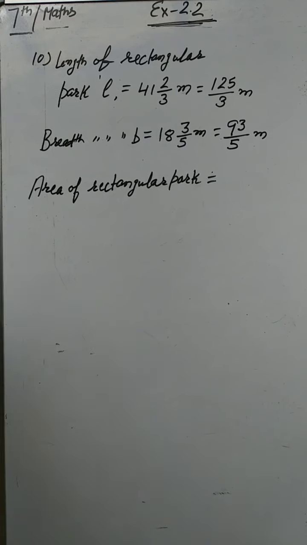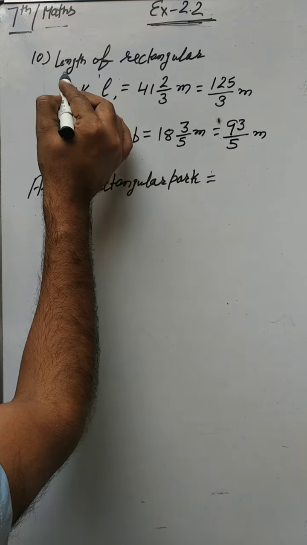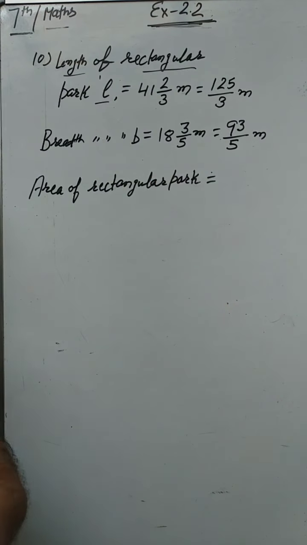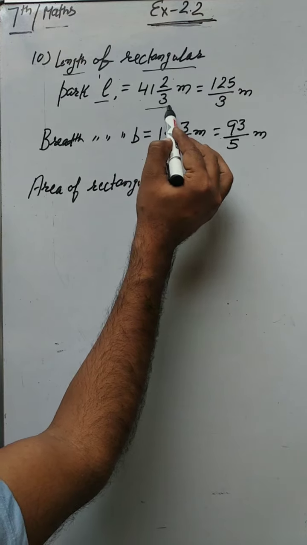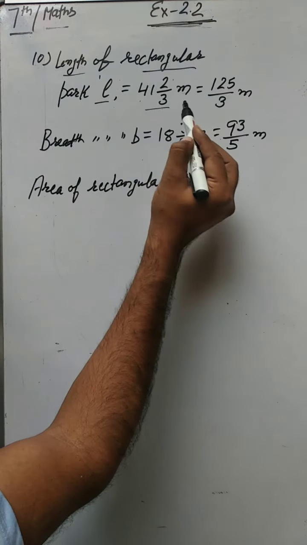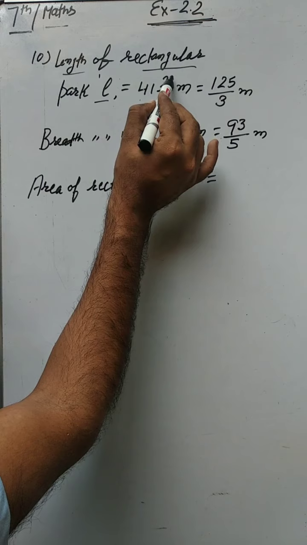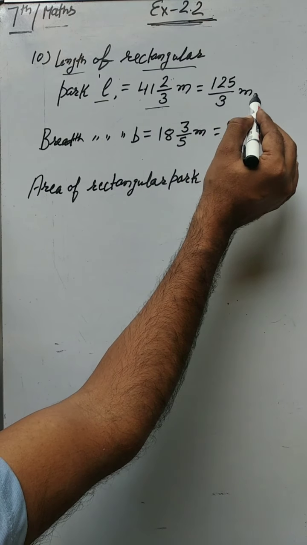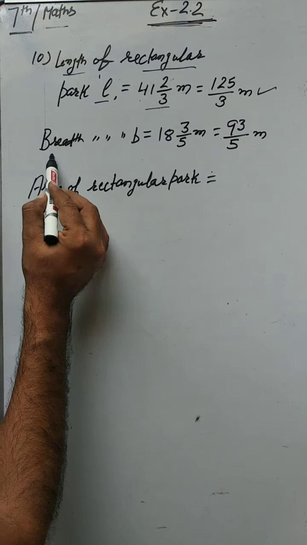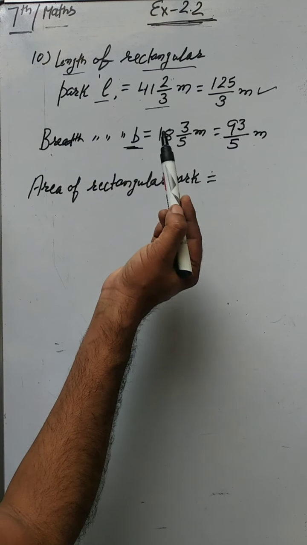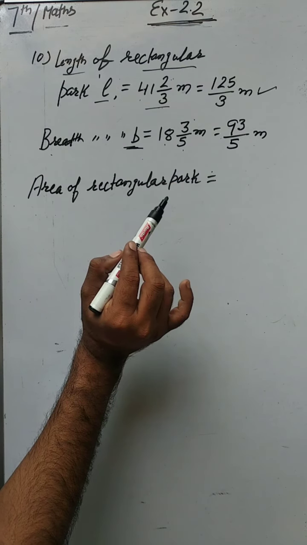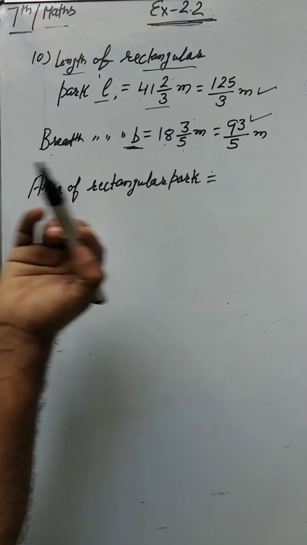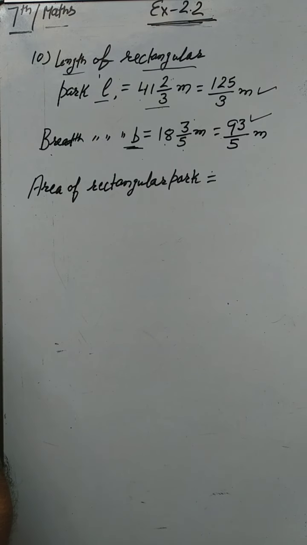Your next question is beta, question 10. In question 10, you have been given the length of a rectangular park, 14 and 2/3 meters. Now look, it is a mixed fraction, change it into improper. 14 into 3 plus 2, it becomes 44/3 meters. And the breadth of the rectangular park, that is B, is equal to 18 and 3/5 meters. Understood beta? It changes into the improper fraction 93/5 meters.